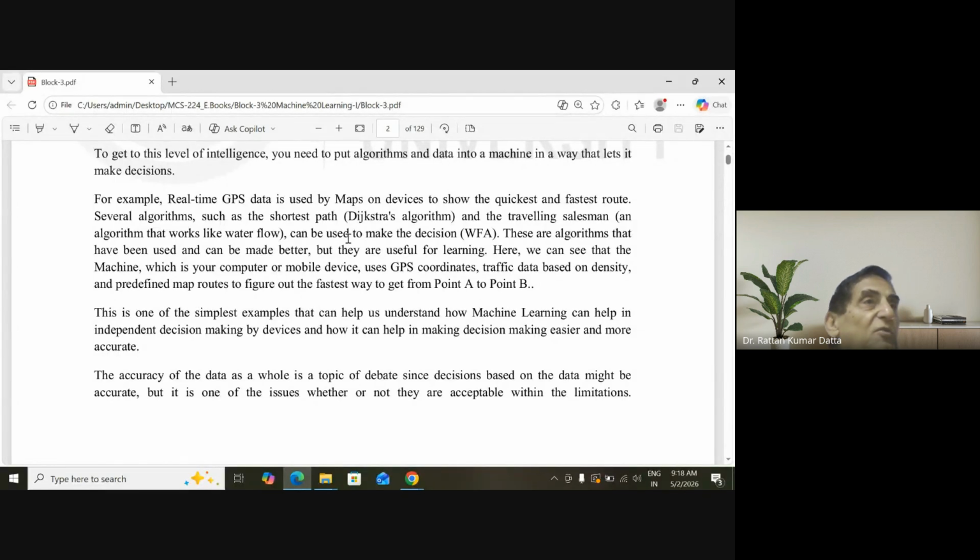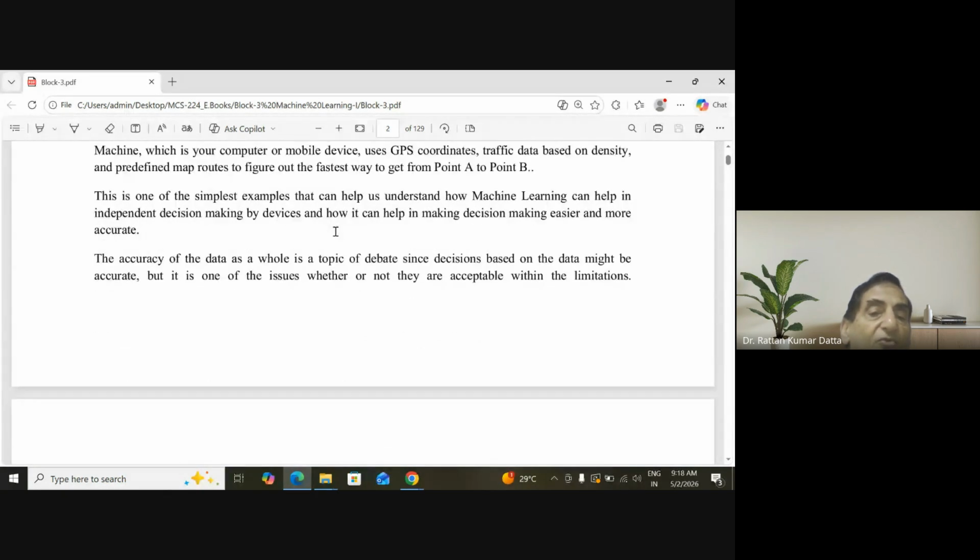Now, when you are sitting in your car or your motorbike and you see that the GPS algorithm says you follow one track or the other track, you know what it means. The accuracy of the data as a whole is a topic of debate, but Google has a lot of important data there. So accuracy is also there.